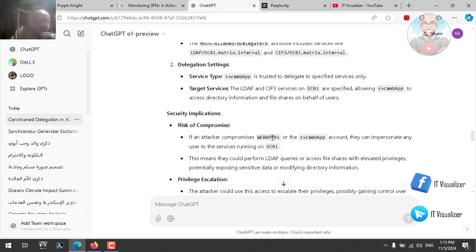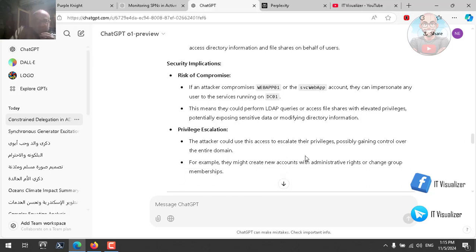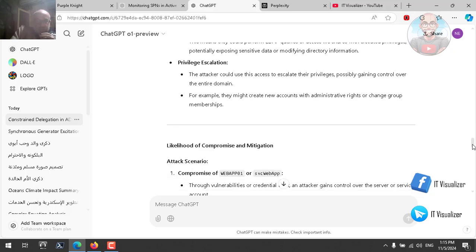if an attacker compromises WebApp01 or the SVC_WebApp account, they can impersonate any user to the services running on DC01. This means they could perform LDAP queries or access file shares with elevated privileges, potentially exposing sensitive data or modifying directory information. The attacker could use this access to escalate their privileges, possibly gaining control over the entire domain. For example, they might create new accounts with administrative rights or change group membership.